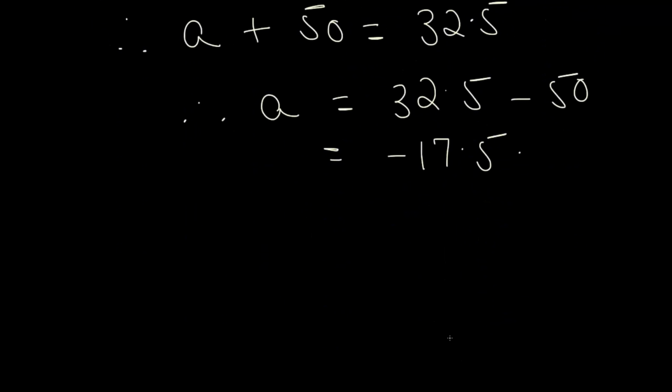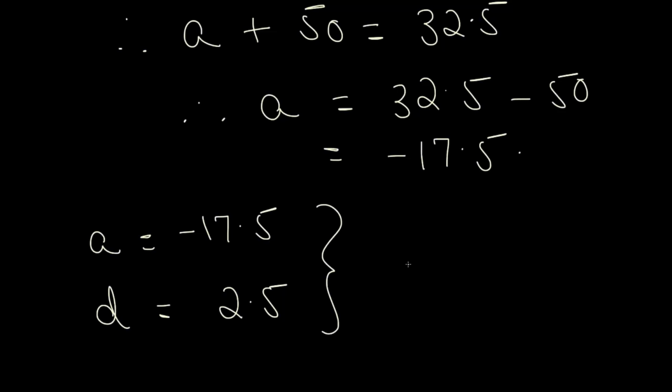So we've got 1 mark for each part of the question. We've shown the examiner that A is indeed minus 17.5, and we've also shown the examiner that D is the value 2.5, which allowed us to arrive at that first answer to begin with. Excellent.